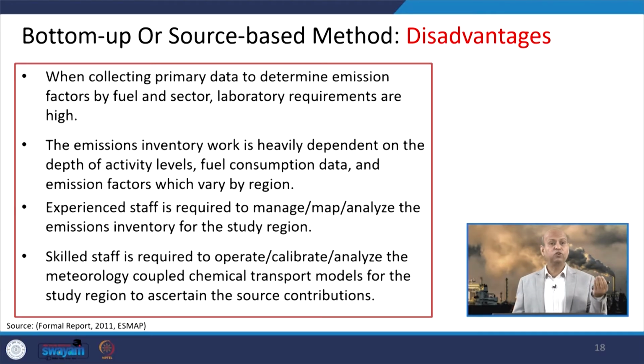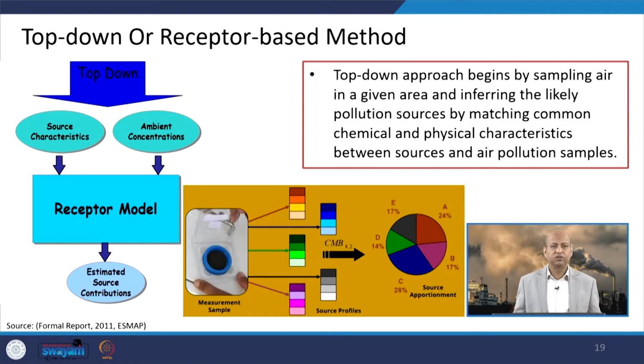Similarly, for development of emission inventory we are heavily dependent upon activity level data and fuel consumption data. So, uncertainty may be there and it can vary from region to region, right, and then experienced or skilled staff is needed for developing the emission inventory, for calibrating the emission estimating tools or models, plus dispersion models, right.